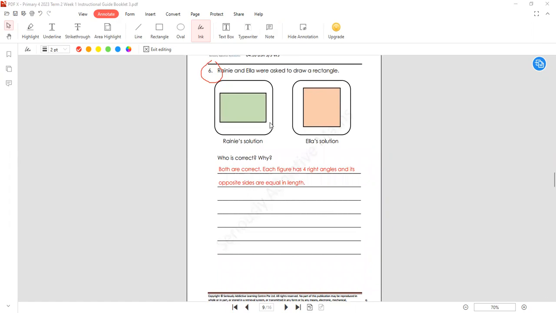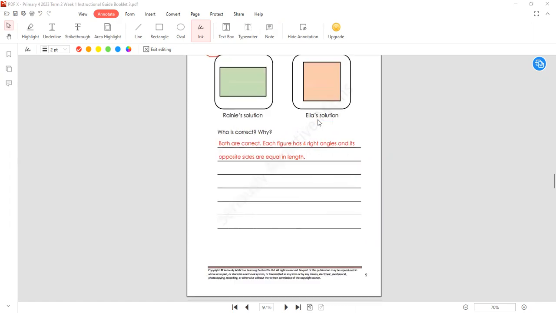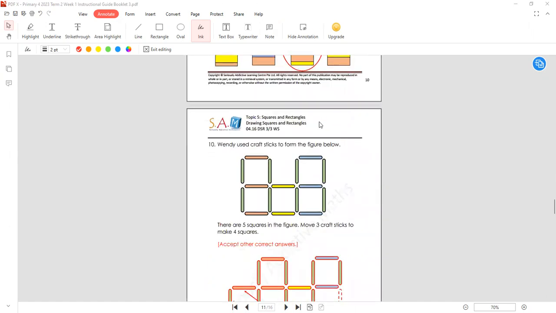All right, back to the question: who is correct? Supposed to draw a rectangle, right? Is Ella a rectangle? Remember the question that we did earlier. So Ella is a rectangle as well, because a rectangle has 4 right angles and its opposite sides are equal in length. Okay, so that fits the criteria of a rectangle, even though the common definition that we give is square.